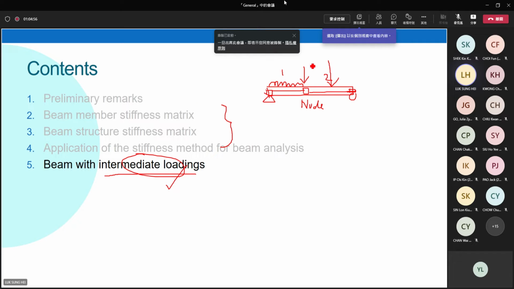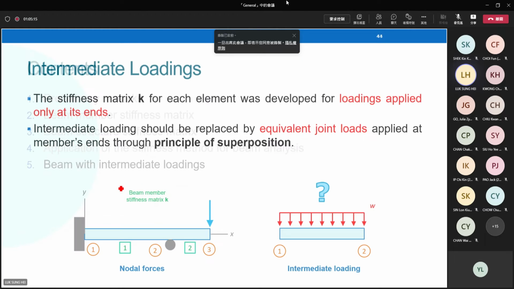When the force is applied at the node directly, you can put it inside QK. If the force or moment is applied at the node directly, you can put it inside QK. But what about intermediate loading? In this section, we would like to derive the equation, modifying it a little bit to handle intermediate loading.